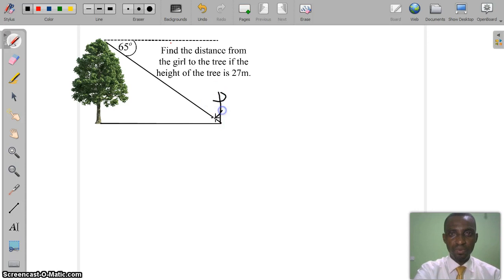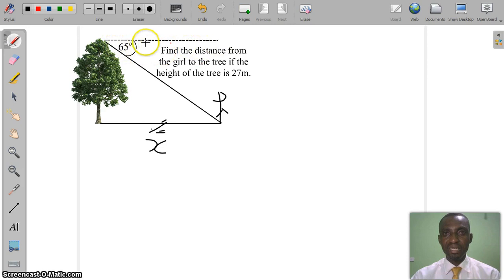All right, so the girl was standing here, and the distance from the girl to the tree, that means we want to find a distance over here. Now, if you have done trigonometry, plane geometry, you might have studied about alternate angles. And with alternate angles, we can see that since this line and the line here are parallel, the angle here should be the same as the angle here.